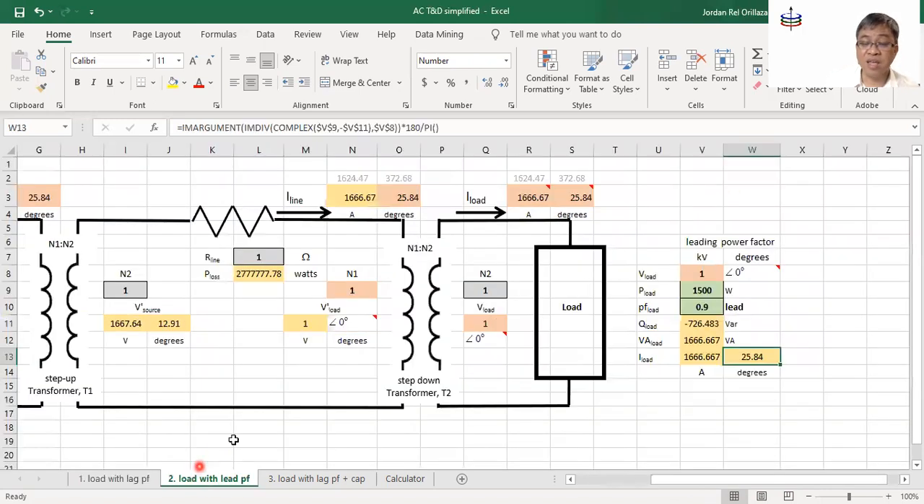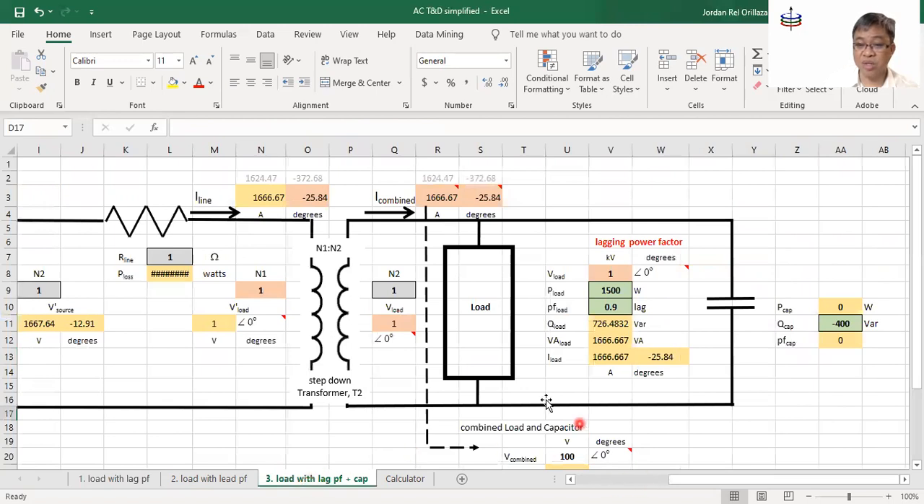The second sheet here is this time for a leading power factor. The first one was a lagging power factor. This time it's a leading power factor, so you can try this out as well. The third is more interesting actually. So we assume a lagging power factor for the load, but we add a capacitor in parallel to the load.